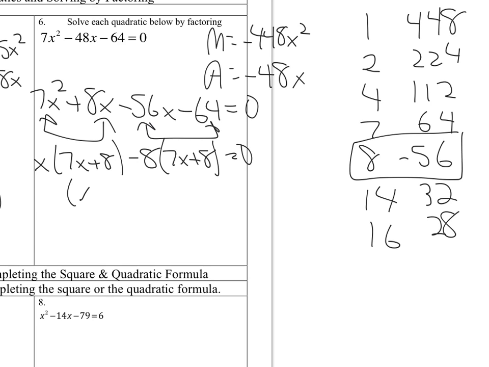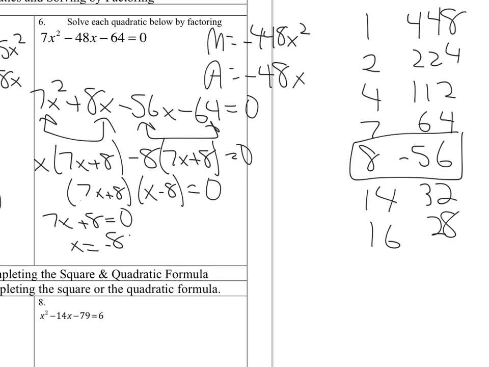And then you go to your parentheses, and you write, that's a funny looking 7. Whoopsie. 7x plus 8, and x minus 8. So you write 7x plus 8 equals 0. So x is -8/7. You write x minus 8 equals 0. So x equals 8. Those are my answers right there.